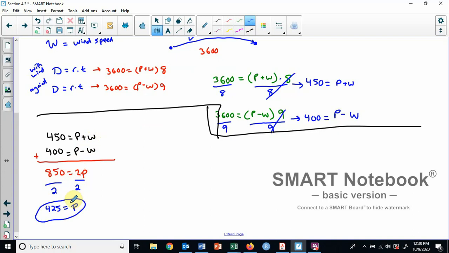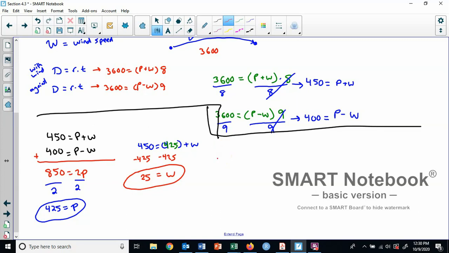Awesome. So now I need my finishing move. Let's take this and plug it back into the top one. 450 equals blank plus W. And let's plug in what we found for the plane speed, 425. So I need to subtract 425 to solve for W. And that will just be 25 equals W. So I have solved my system. I found the W and the P.